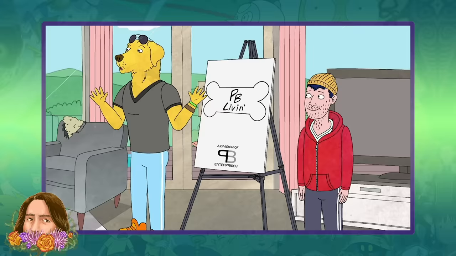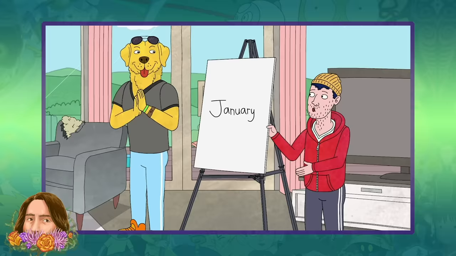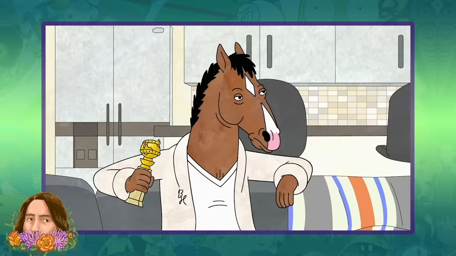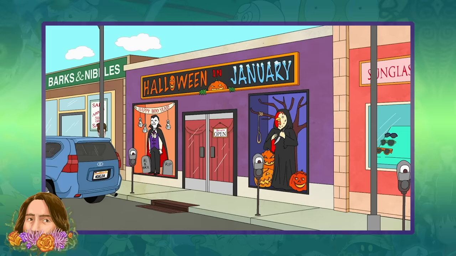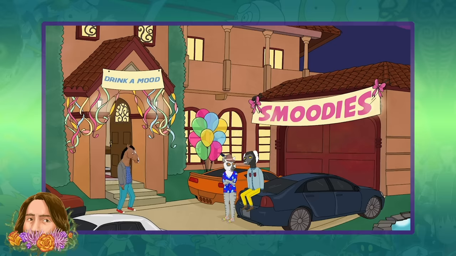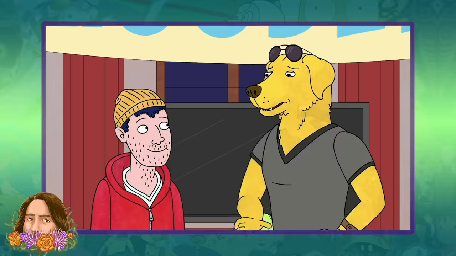PB and Todd also start brainstorming business ideas for PB Livin' and come up with a pitch for Halloween in January, a Halloween store that is only open in January. They pitched to BoJack and some other potential investors. After opening the store, they had the floors taken out and never had them replaced, which caused a series of injuries, including to Andrew Garfield. PB and Todd also pitched Smoothies, a smoothie that is also a mood, and Full Waffle, a waffle falafel.